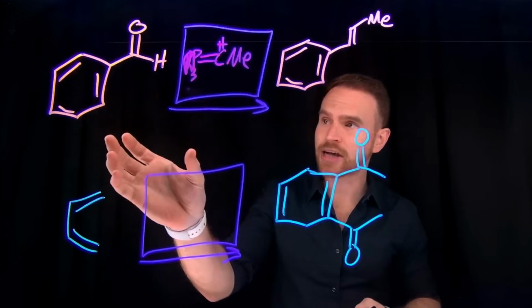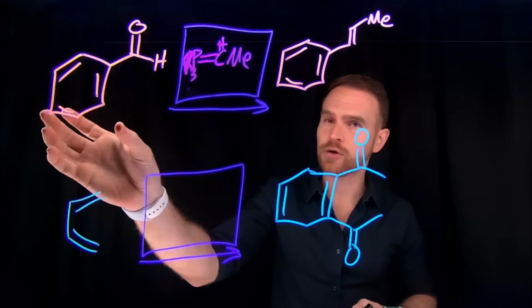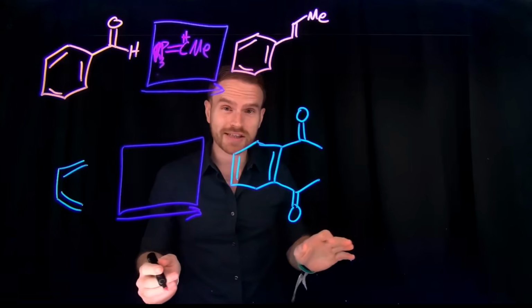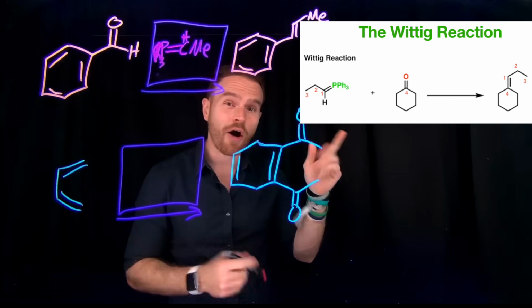And our Wittig reaction can be used to transform a carbonyl group into an alkene. If you've never seen this reaction before, I have a video that you can check out all about the Wittig reaction.